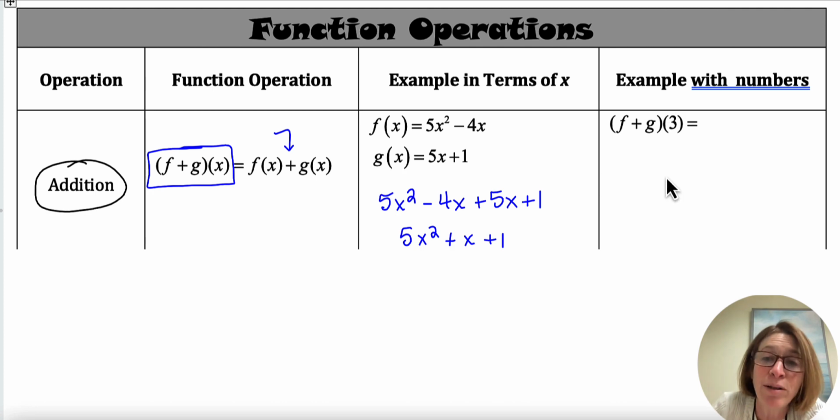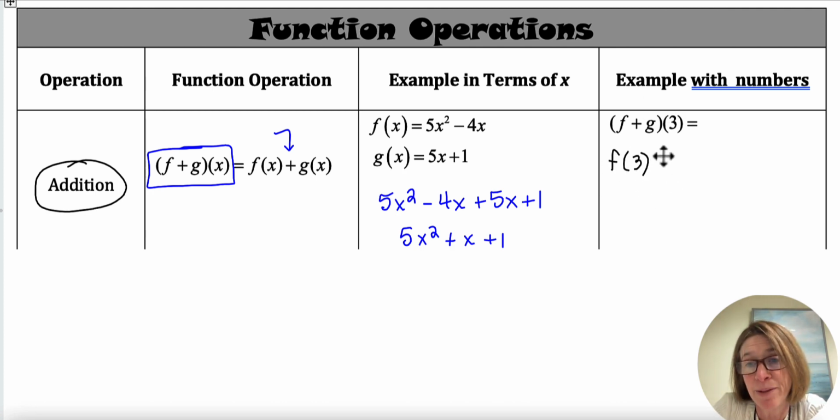Okay, with numbers, you can do it two ways. You could really do f of 3 plus g of 3, which I find to be pretty easy.